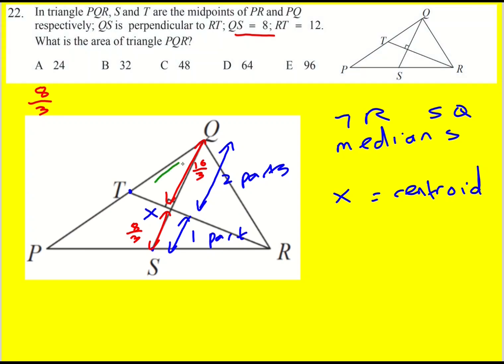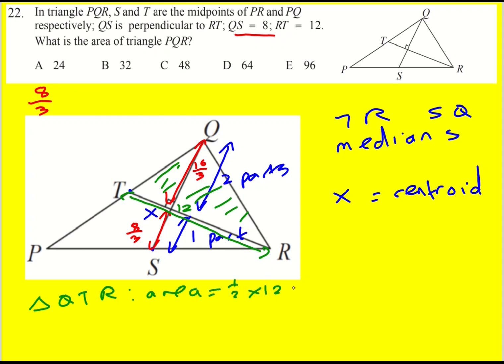And now I can work out the area of this green triangle here because remember TR, we're told, is 12. I don't need to split that up or anything. So I've got a right angle here, and therefore for triangle QTR, the area is going to be a half times the base times our height, which is 16 over 3. Well, a half of 12 is 6, and then 6 divided by 3 is 2. It's 2 times 16, we're going to get 32.